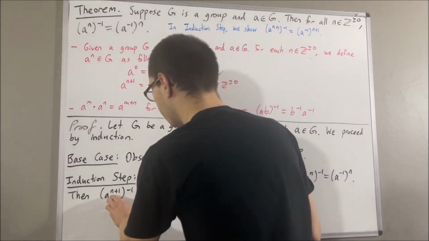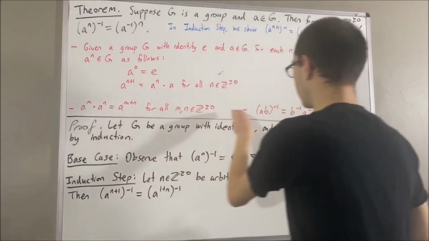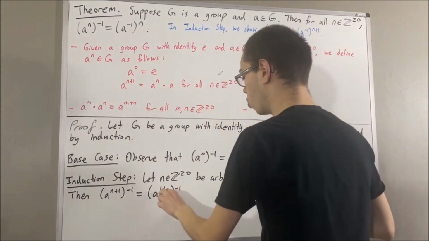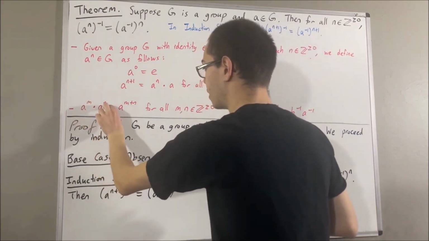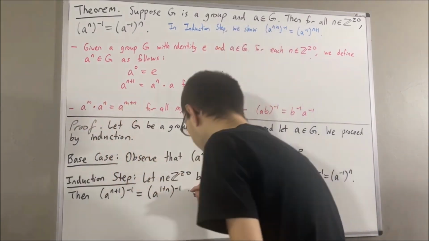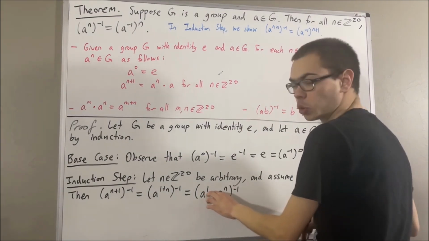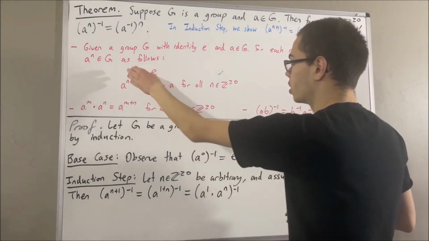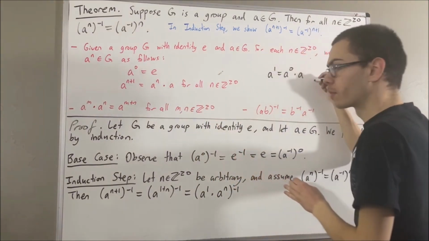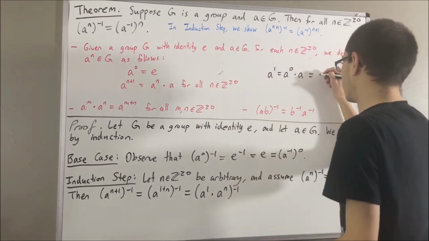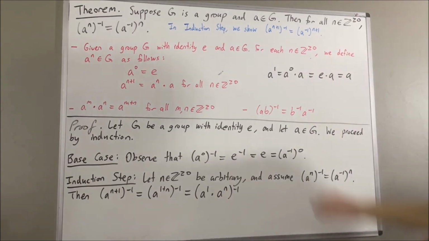Now, we know that n plus 1 is equal to 1 plus n. And by this result, if we take m to be 1 and n to be n, well then A to the 1 times A to the n is equal to A to the 1 plus n. So we get this. But then A to the 1 is equal to A, because according to the definition, A to the 1 is equal to A to the 0 times A, but A to the 0 is equal to the identity. So this is just the identity times A, which is equal to A by definition of the identity. So A to the 1 is equal to A.